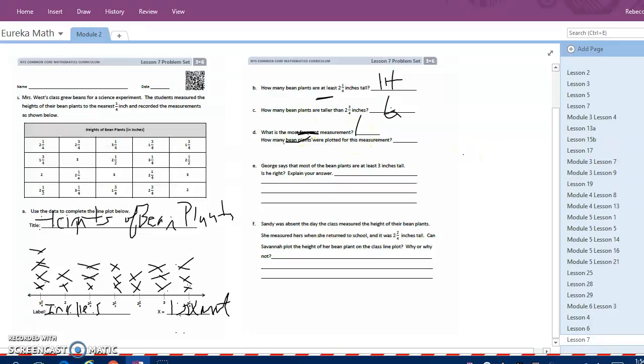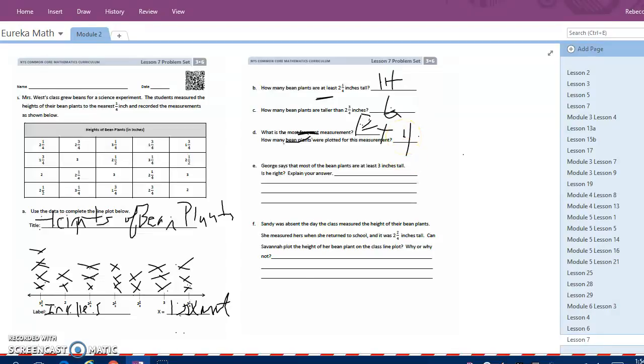1 3/4. It's weird. It's like there's dead spots on the screen. Okay. So the next part of question D says how many bean plants were plotted for this measurement? Okay, we just said there were 4, so we're going to put 4 there.